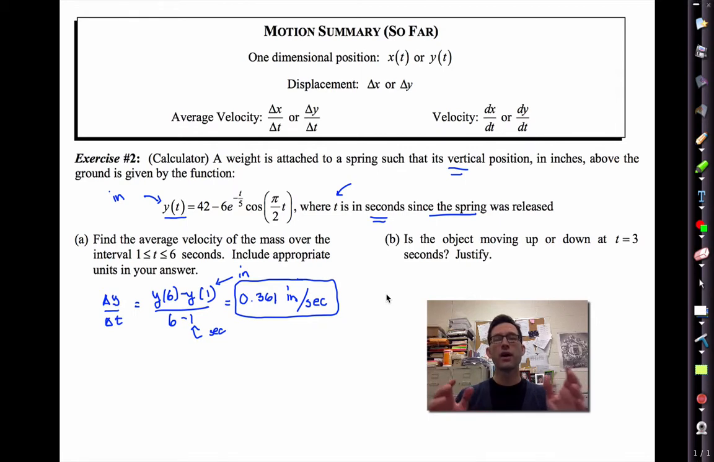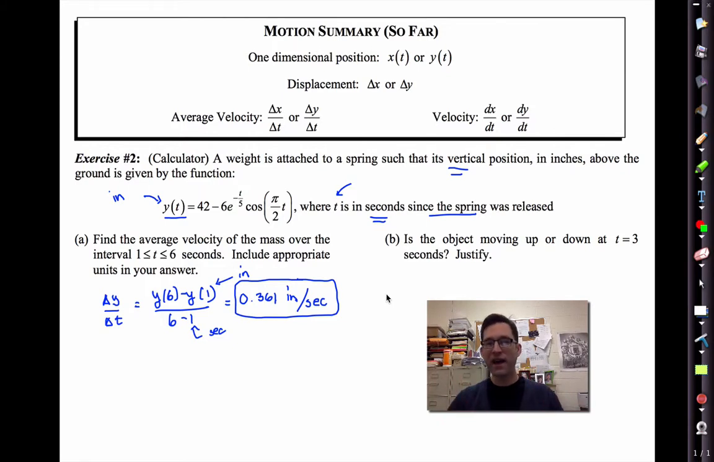Is the object moving up or down at t equals 3 seconds? Justify. Now let me just be very clear what you can never do in a question like this. You can't say, well, I'm going to calculate the position at t equals 2 and t equals 3 and just compare them. That would be basically saying, on the whole, between 2 and 3, did the object move up or down? I want to know, right at that moment, is the object on its way up or is the object on its way down?